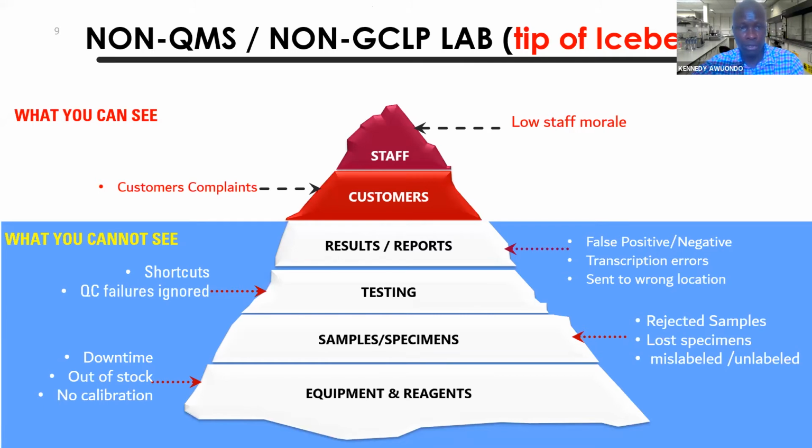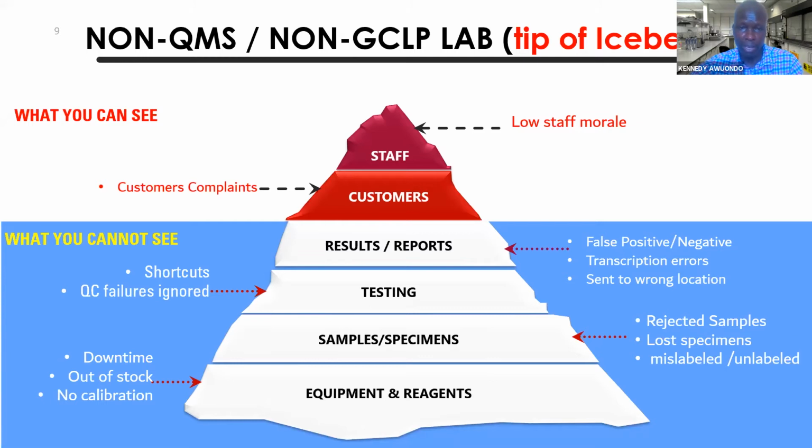And if you check the testing, you'll find there are a lot of shortcuts in doing the testing. QC failures are ignored. QC has been done, it has failed, but nobody is taking any action. This happens a lot in a non-quality management system laboratory. If you look at the samples, there is a lot of sample rejection, or sometimes samples are not rejected and yet they are supposed to be rejected. There are a lot of samples getting lost. There's a lot of mislabeling, or sometimes the samples are not labeled.